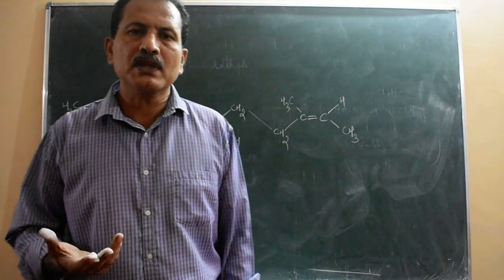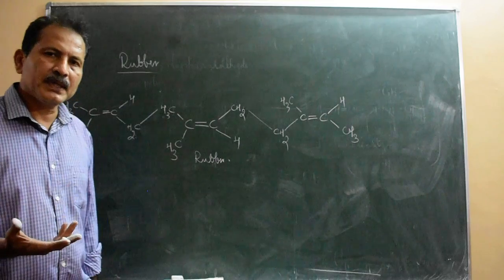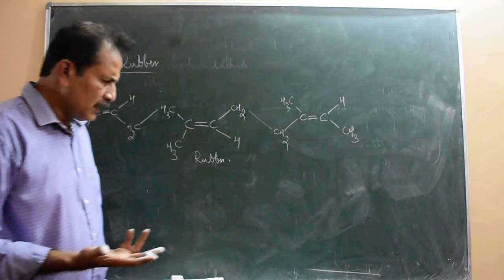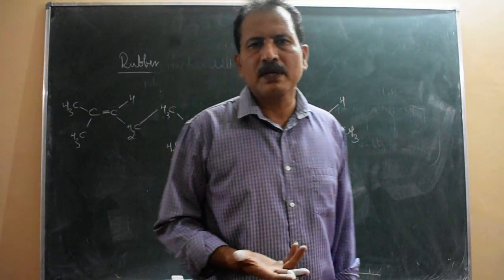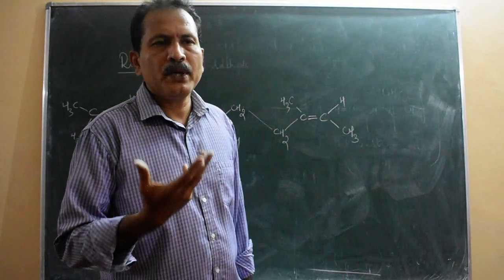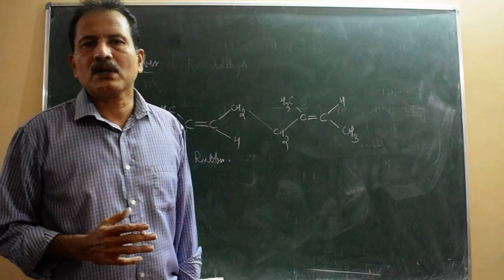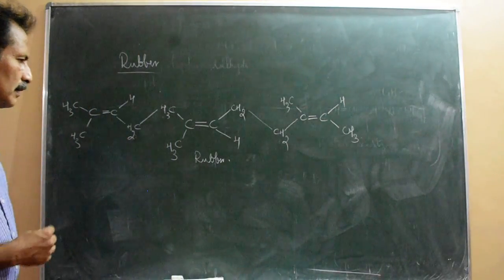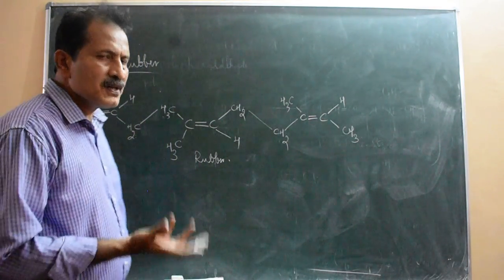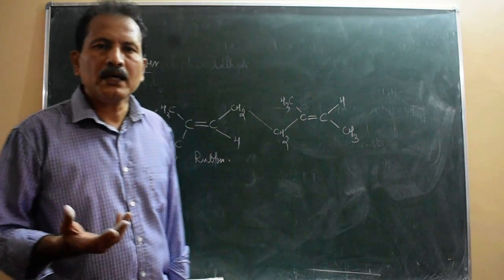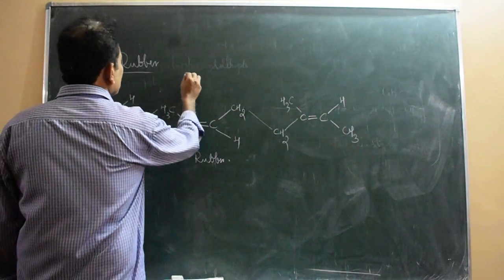Rubber is heated with sulfur at a temperature somewhere around 373 Kelvin to 415 Kelvin. When you heat rubber with sulfur, extensive cross-linking takes place, and that stiffens or hardens rubber, and that process is called vulcanization.